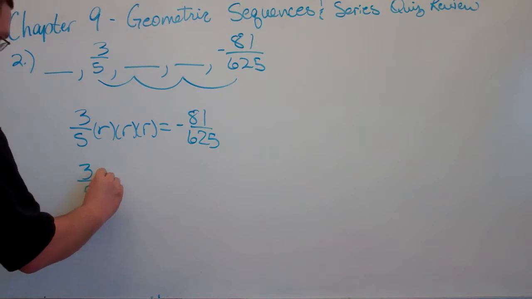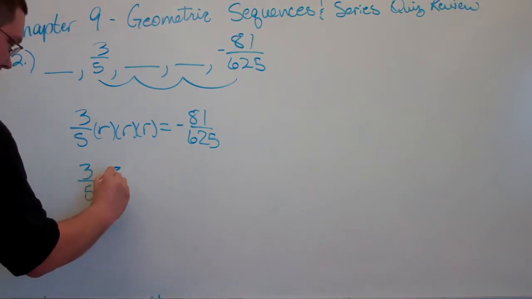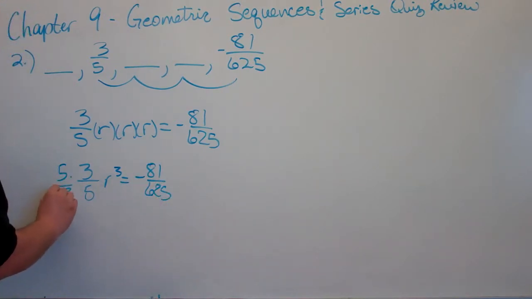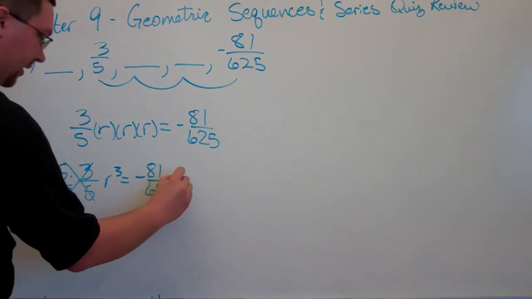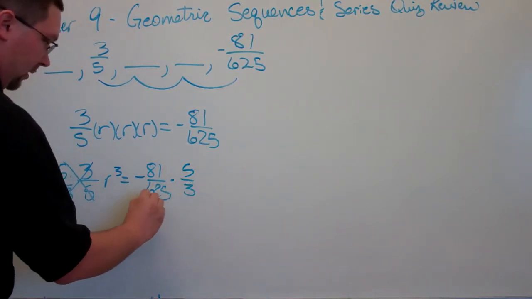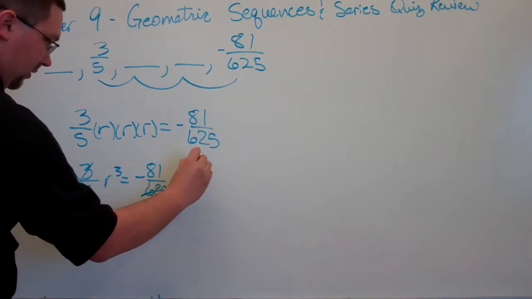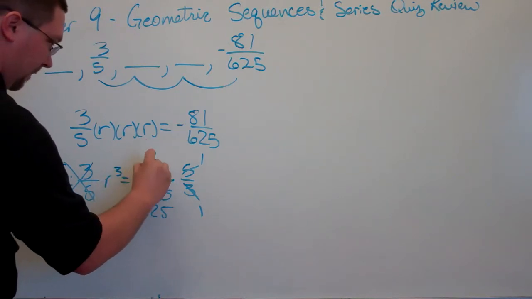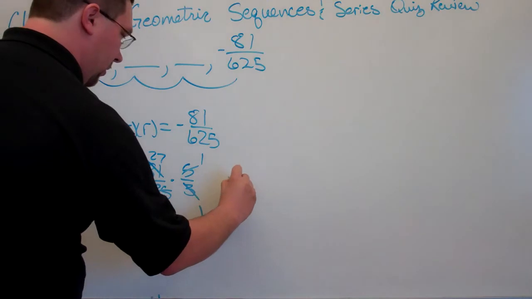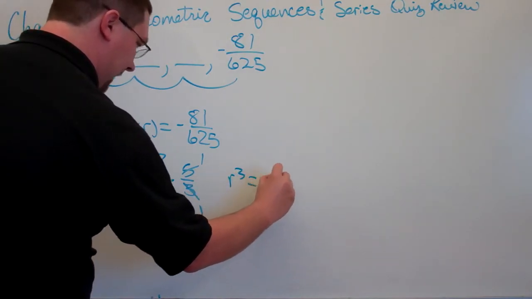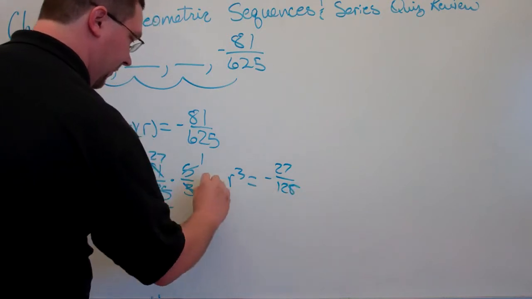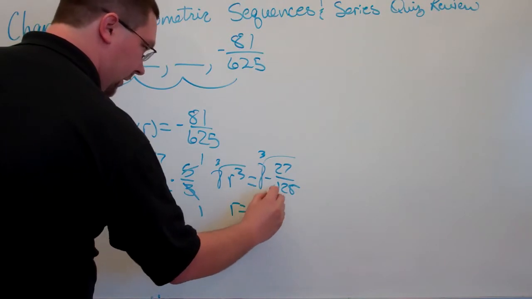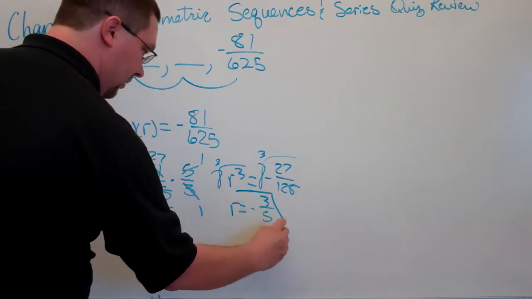So this is 3/5 times r cubed equals negative 81 over 625. We multiply both sides by 5/3 to get r cubed by itself. This goes to 125, this goes to 1, this goes to 1, this goes to 27. So r cubed equals negative 27 over 125. Take the cube root of both sides, so r equals negative 3/5.